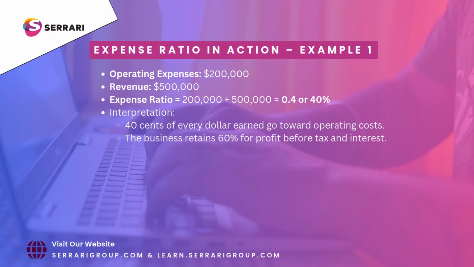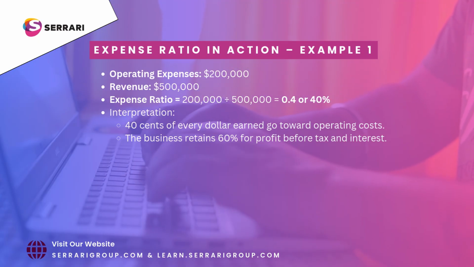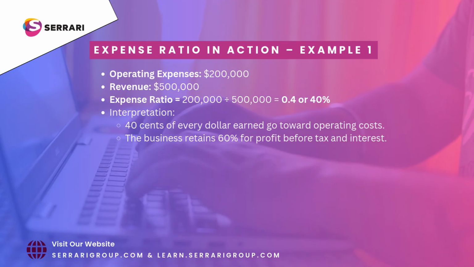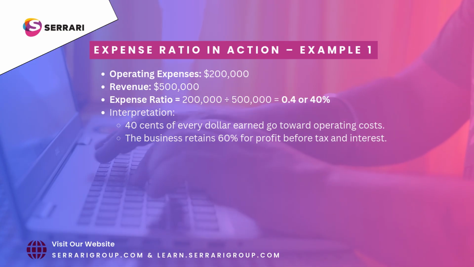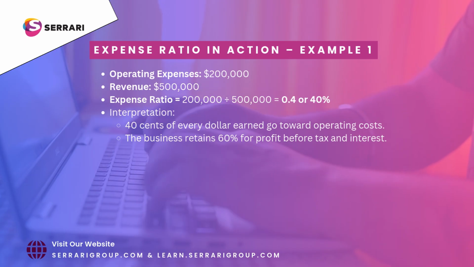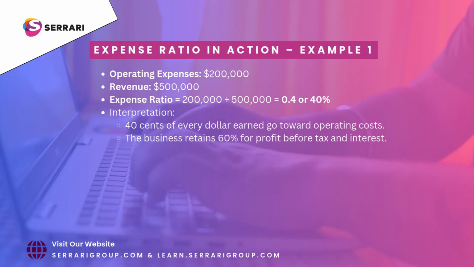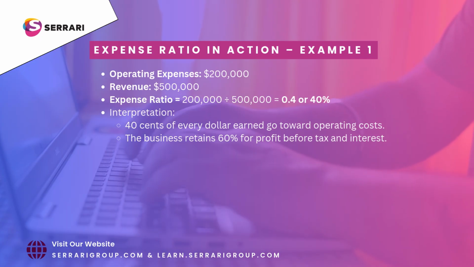Expense ratio in action, example 1. Operating expenses, $200,000. Revenue, $500,000. Expense ratio equals 200,000 divided by 500,000, which is 0.4 or 40%. Interpretation: 40 cents of every dollar earned go toward operating costs. The business retains 60% for profit before tax and interest.